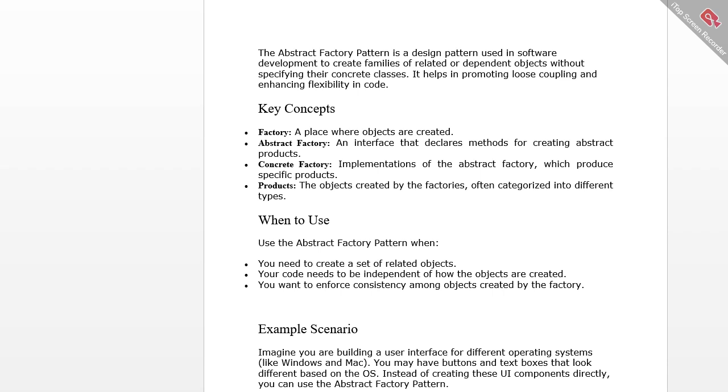Key concepts: Factory, a place where objects are created. Abstract factory, an interface that declares methods for creating abstract products. Concrete factory, implementations of the abstract factory which produce specific products. Products, the objects created by factories, often categorized into different types.